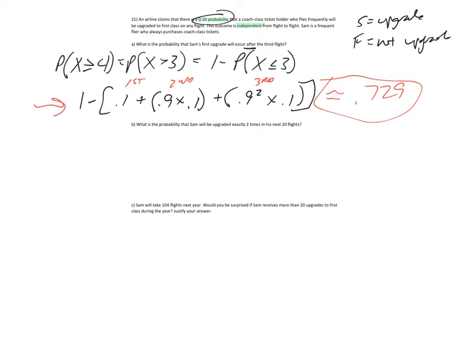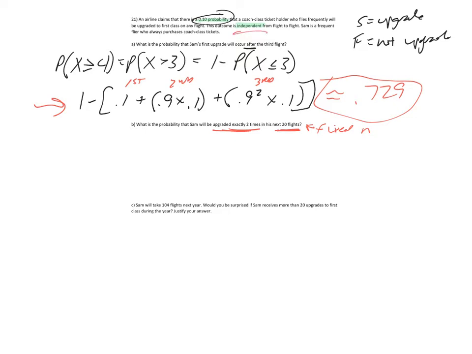Part B here, things to look at. So we're saying upgraded exactly 2 times. That would mean exactly 2 successes, and we have this fixed number of trials now. That fixed number of trials being the 20 flights. It's not saying how many until we get an upgrade. It's really saying out of the next 20, what are the chances we get exactly 2 upgrades? So this has the characteristics of a binomial with the fixed n right here. That's usually the first thing that stands out with a binomial.